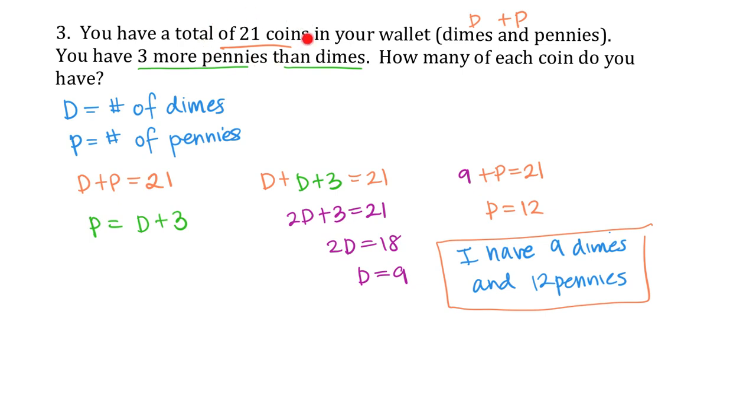So I have a total of 21 coins. So 9 plus 12, 21. I have 3 more pennies than dimes. Okay, well, I have 9 dimes. I have 3 more pennies than dimes. So that makes sense. If it seems backwards, you're going to go back and change your variables or change your equations.